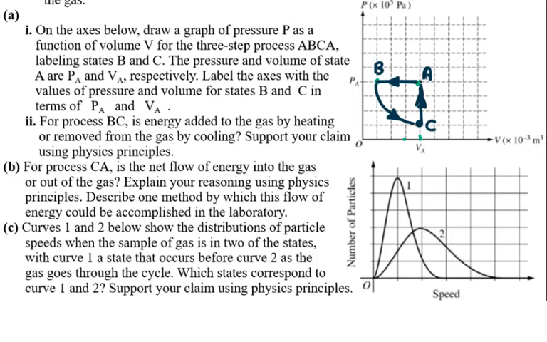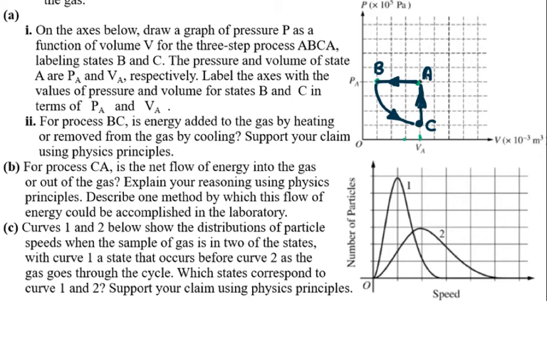For B part, they say for process CA, is the net flow of energy into the gas or out of the gas? Explain your reasoning using physics principles. Describe one method by which this flow of energy could be accomplished in the lab.